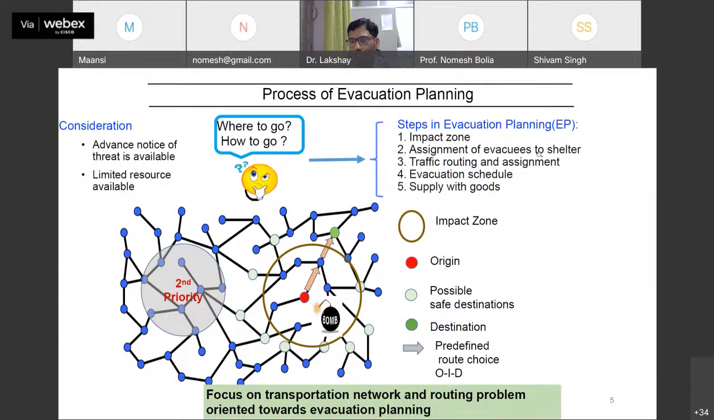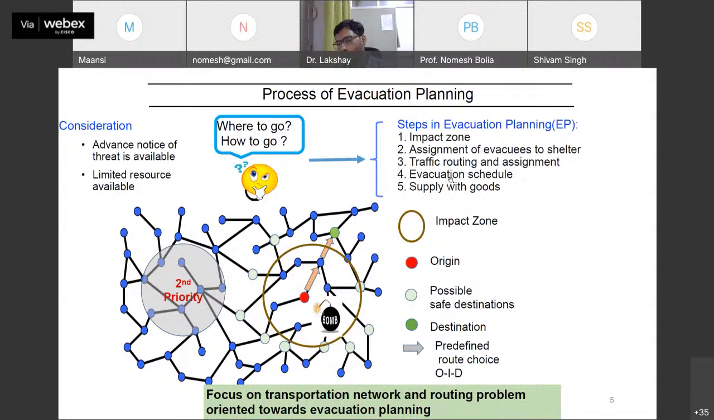Second is the assignment of evacuees to the different shelters. Then you need to know the traffic routing. If they are using any kind of mode, then we need to decide what route they will take, and do the routing assignment. Then there is the evacuation schedule, meaning whether you give priority to this area or that area. And then the supply of goods, once they have reached the shelter, where you need to do such planning. So these are the steps required in evacuation planning.